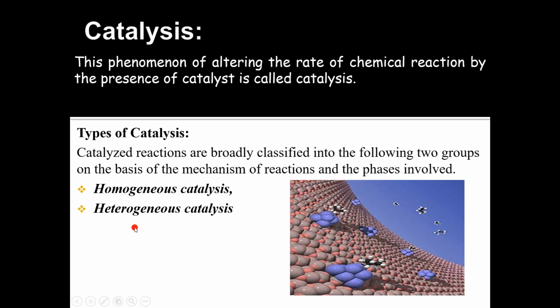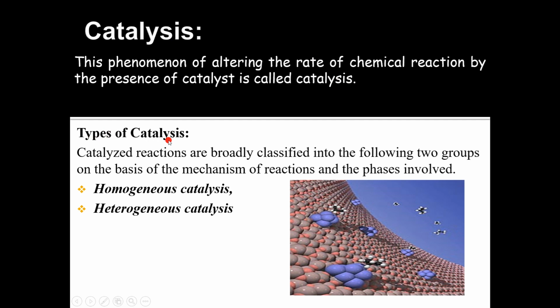We have studied about catalyst, its characteristics and activation energy. Now we are studying about catalysis. It is the phenomenon of altering the rate of chemical reaction. Catalyst alters the rate of reaction. It can increase or decrease the speed of reaction. Catalysis is the phenomenon in which the catalyst increases or decreases the rate of reaction.